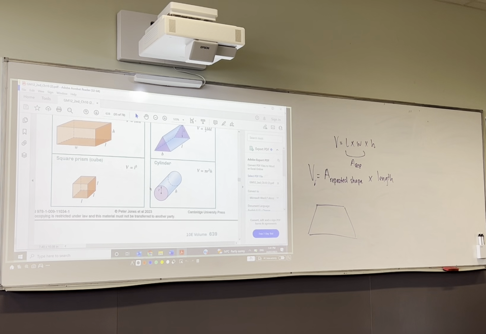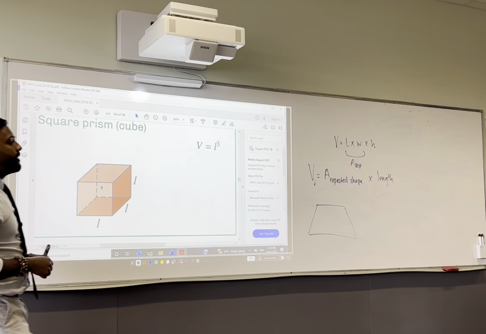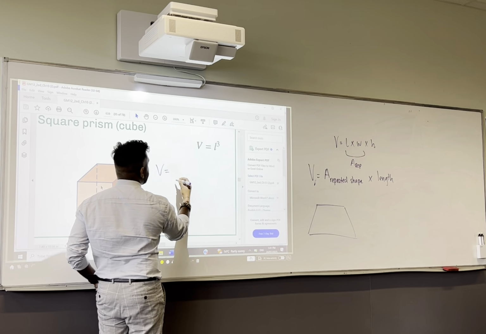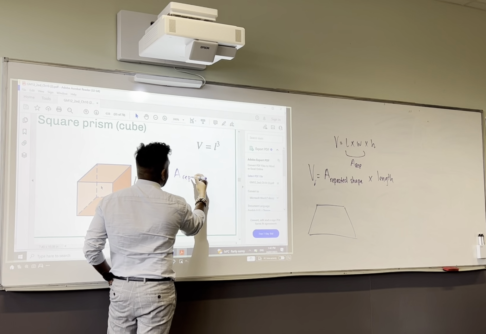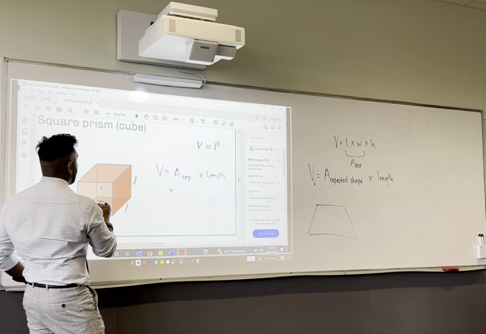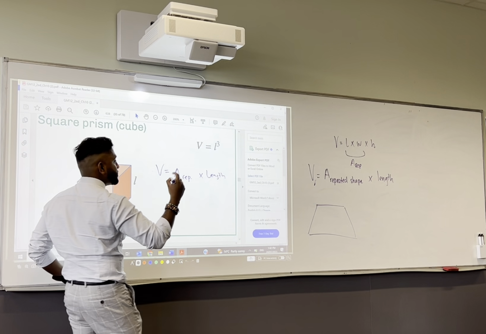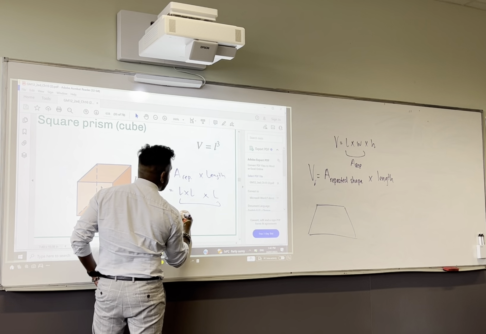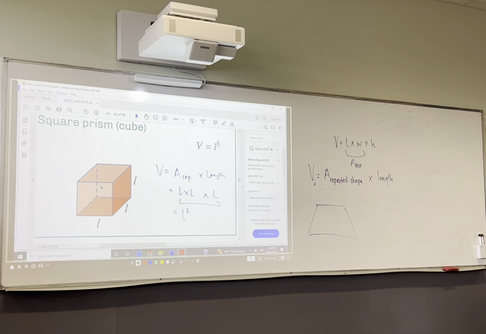Why is this L cubed? How did this become L cubed? Lockie? Length times length times length. Yeah, so what's the volume of any 3D shape? Area of the repeated shape multiplied by the length. So what's the repeated shape here? Length times length. Well done, which is a square. So length times length, and you're going to multiply by length. That's why it becomes what? Length cubed. Yeah, L to the power of 3.